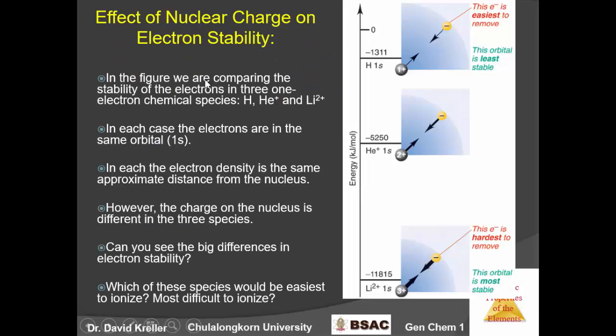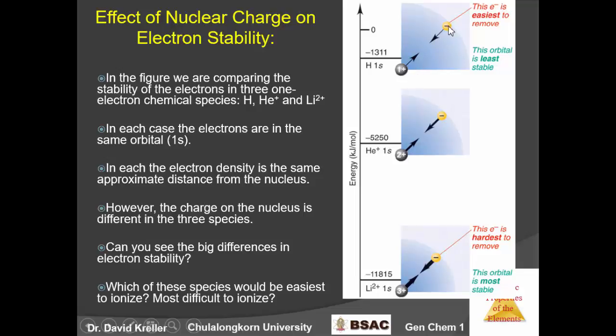In this figure, we're looking at the stabilities of electrons. These are three atoms which just have a nucleus with one electron. In each case, the electron is in the 1s shell, and hence exists at about the same distance from the nucleus. So this factors out the nucleus-electron separation variable. All we're looking at is the strength of the force of attraction between the nucleus and the electron, and the way it depends upon the charge on the nucleus.